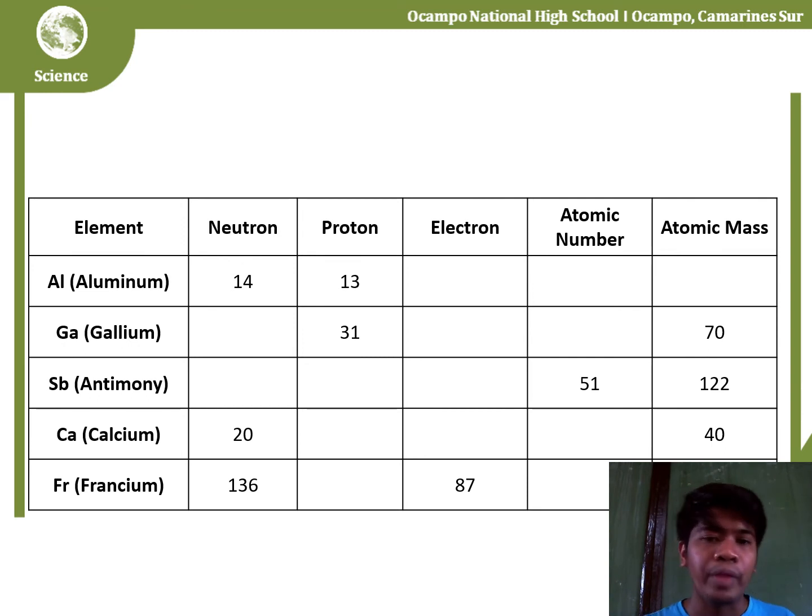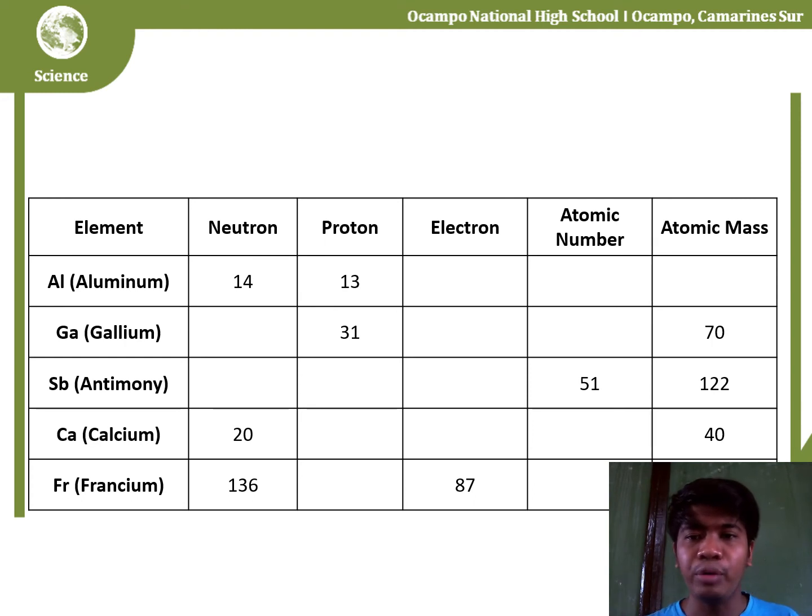Okay, very good. Now lastly, we have the atom of an element francium. The given are the number of neutron and the number of electron. Okay, ano yung unahin natin? Dito tayo sa madali. Huwag natin papahirapan yung sarili natin. Okay, we will determine first the number of proton and the atomic number kasi itong tatlong ito, proton, electron, and atomic number are just the same. So kung 87 ito, proton is also 87, atomic number is also 87.